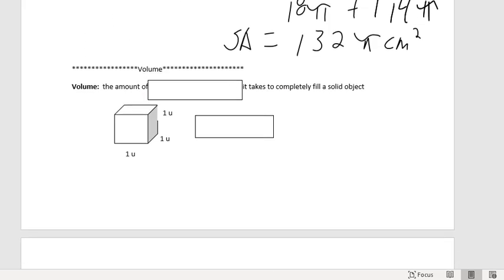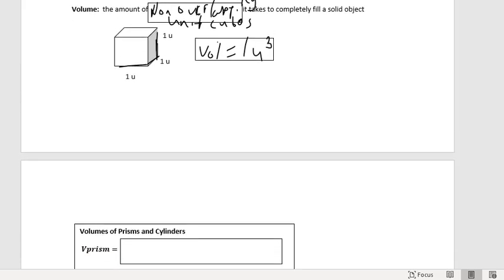All right, next. Volume is the amount of non-overlapping unit cubes it takes to completely fill a solid object. All right, where this is our unit cube, 1 unit by 1 unit by 1 unit, which has a volume equals 1 unit cubed. All right.